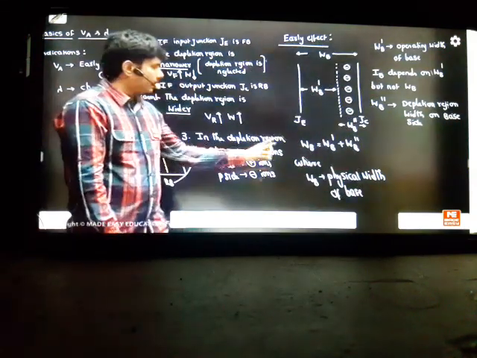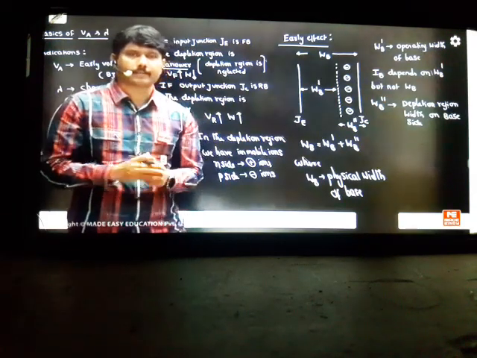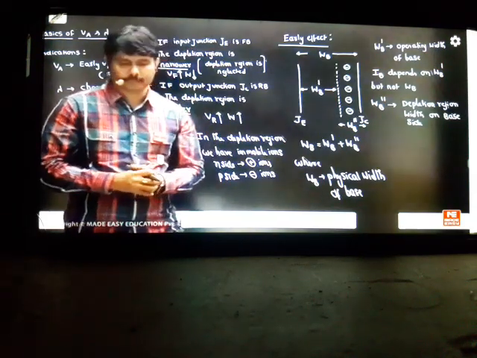So finally what I understood is that WB, the physical width, is divided into two parts in a BJT. One part the current will depend on, one part the current will not depend on, because in the depletion region current cannot flow, but in WB dash current can flow. So this is the story.